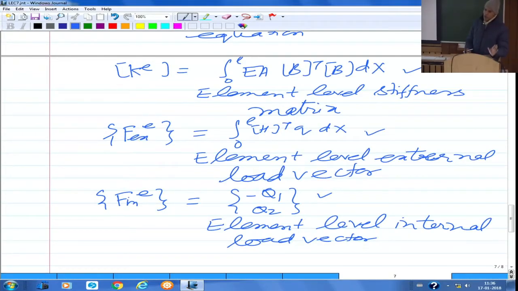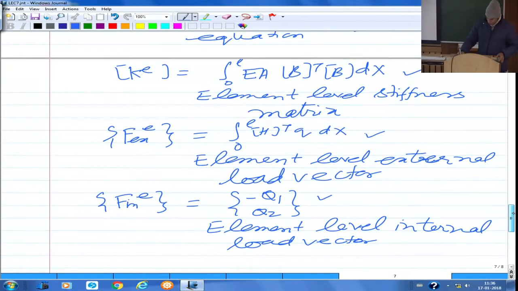So you start with a differential equation, then you get the weak form or the integral functional, then assume an approximate solution, express the approximate solution constants in terms of nodal degrees of freedom, substitute that in the integral functional, take delta equal to 0, and you finally get to the element level governing equation.